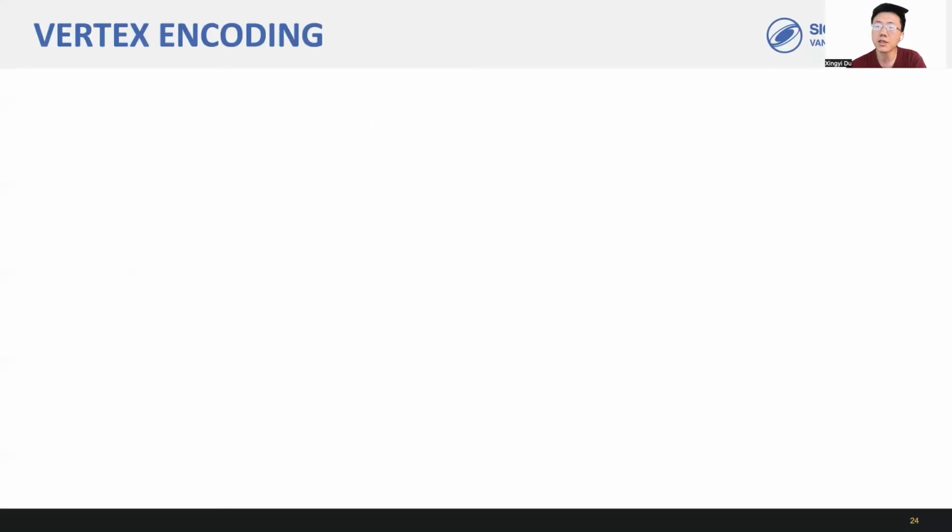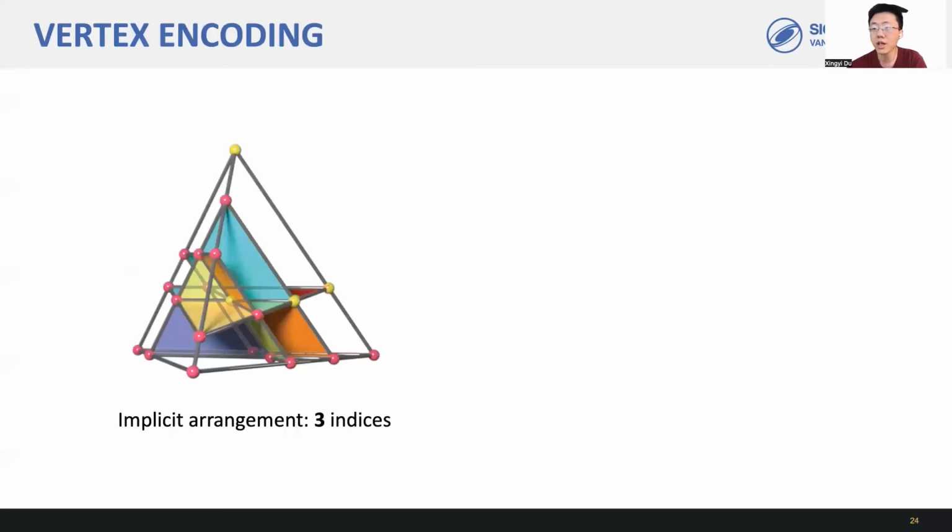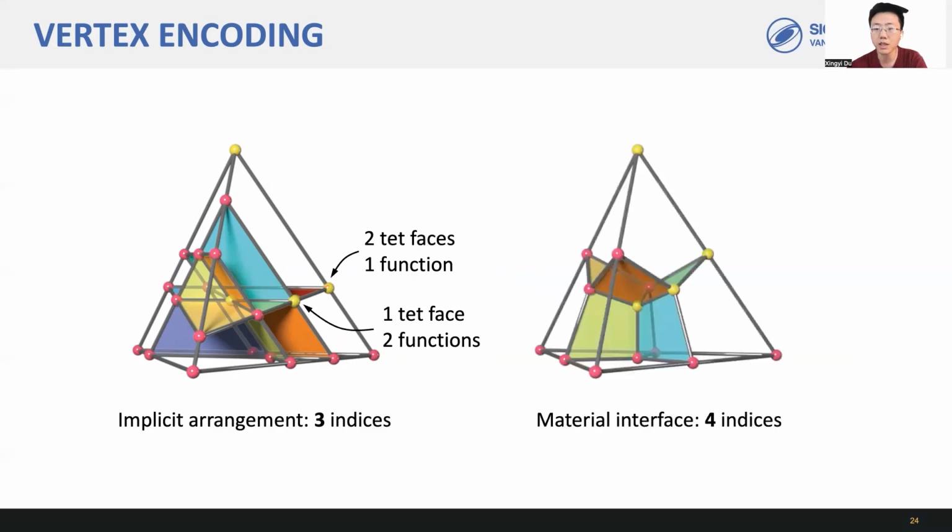We first introduce our vertex encoding. Each vertex in an arrangement is the intersection of three planes, whether they are tetrahedron faces or the level sets of implicit functions. So each vertex can be encoded by three indices that point to these tet faces and functions. For example, a vertex on a tet edge is the intersection of two tet faces and the level set of one function. A vertex on a tet face is the intersection of one tet face and the level sets of two functions.